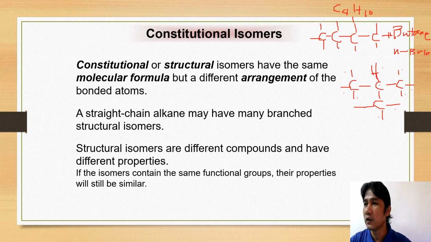10. So as you notice, they have the same molecular formula, C4H10, but the carbon atoms are arranged differently. They are called structural isomers. Okay, the arrangement of atoms differ. Since they are different compounds, they exhibit different chemical properties.